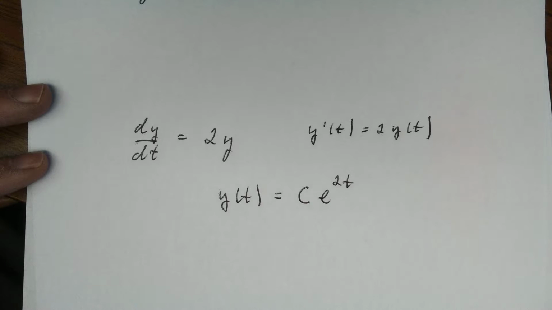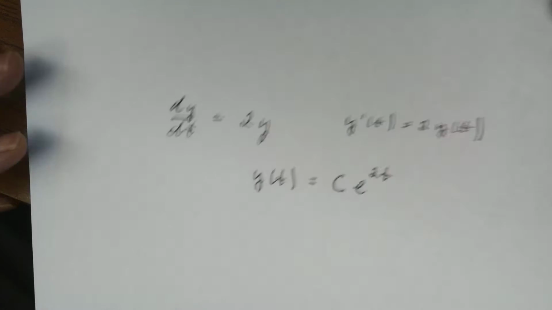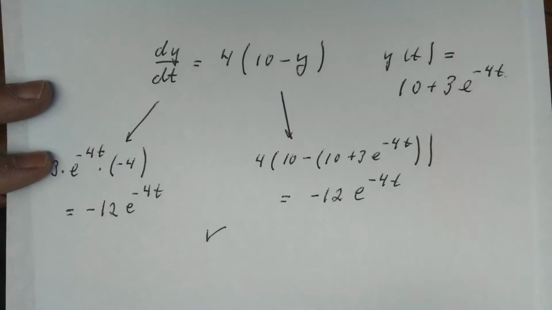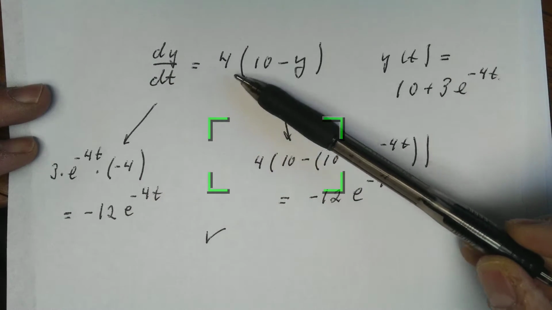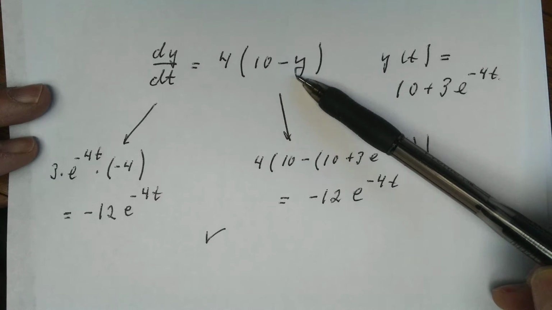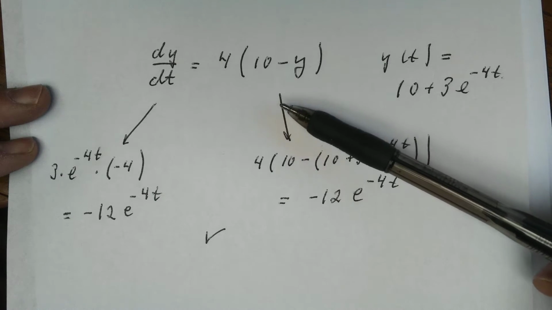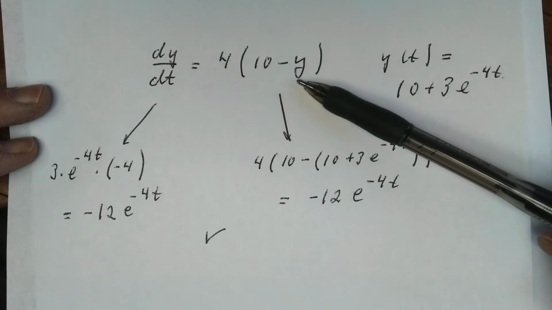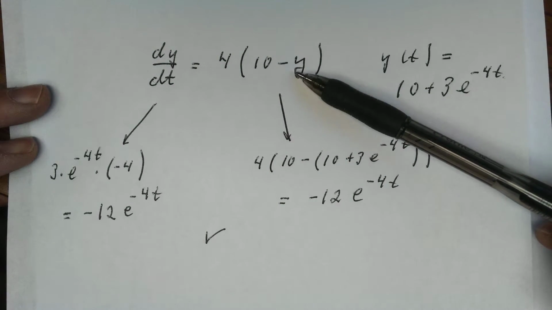Outside of a few simple examples like this, we really can't solve differential equations at this point. All we can really do is check solutions. So that's the purpose of the next few minutes. Here's a differential equation, dy/dt equals 4 times 10 minus y. We'll actually see that this type of differential equation arises in the context of what's known as Newton's law of cooling. So it's a differential equation. It's an equation involving the derivative of some unknown function.